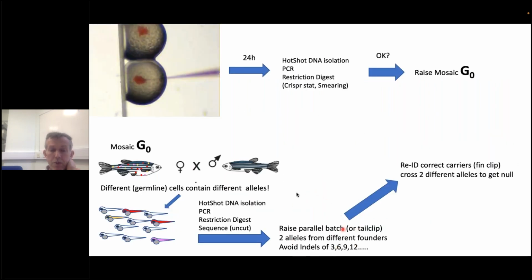So that's what we do. We sequence the progeny of such a cross, and then we raise that fish. We raise a parallel batch, or you can actually do tail clips and then identify the right fish, and then we raise these fish. We re-identify them. We make sure that they have indeed the right mutation, and then we cross 2 of these different fish together to actually get a null phenotype. So that's how we make null mutations in the zebrafish.